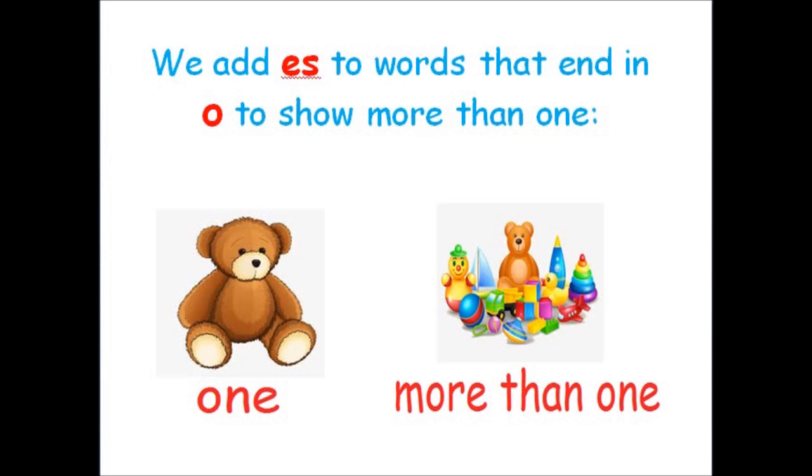So children, when a word ends with o, we add es to the end of the word to show more than one. Let's look at a few examples.